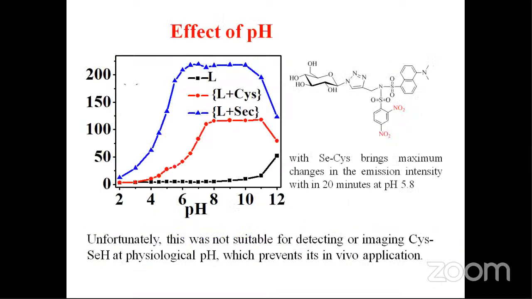So for that, I have studied the effect of pH on the same molecule. You can see here the effect of pH, because again the nucleophilicity will depend on the pH. In the case of selenocysteine, in the blue graph spectra, it gives maximum intensity at pH 5.8. But in the case of cysteine, as we have already discussed, it is approximately pH 7 to 10 that gives maximum intensity.